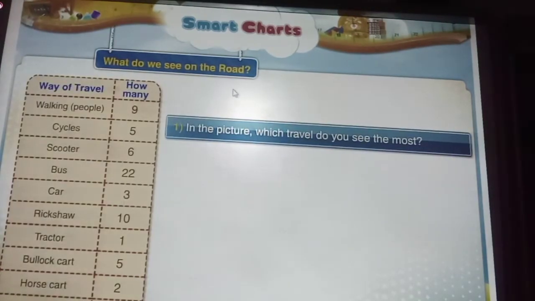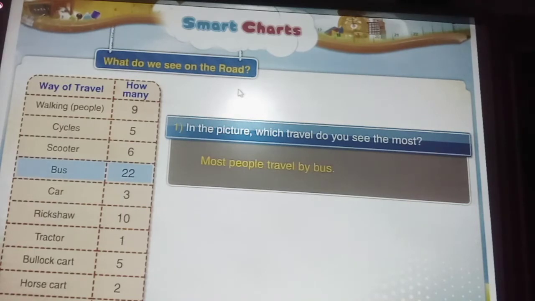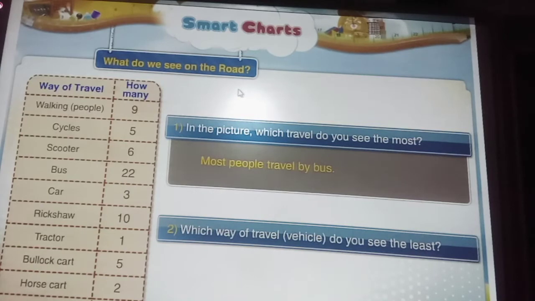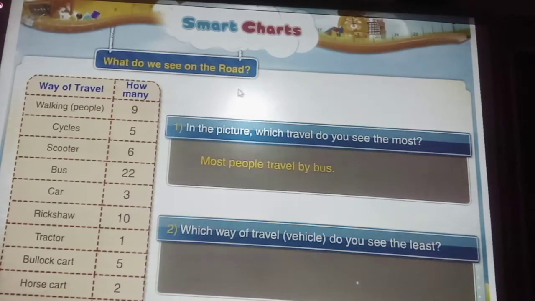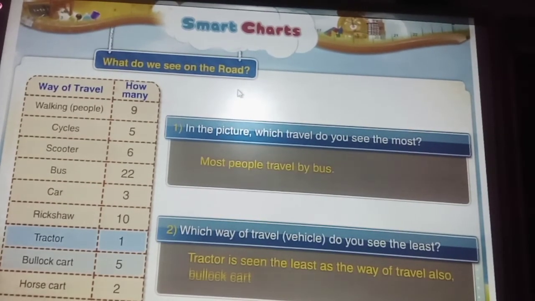1. In the picture, which travel do you see the most? Most people travel by bus. 2. Which way of travel or vehicle do you see the least? The tractor is seen the least as the way of travel. Also, the bullock cart and the horse cart are also seen the least.